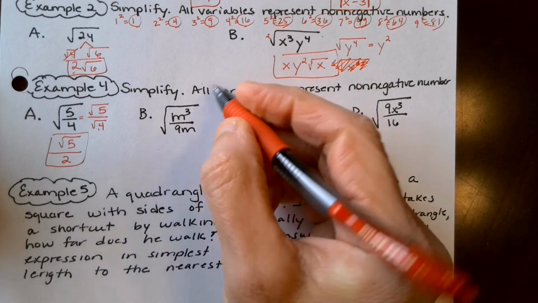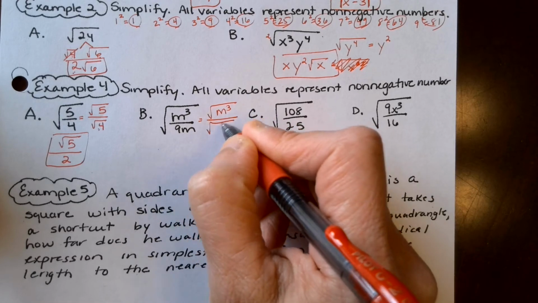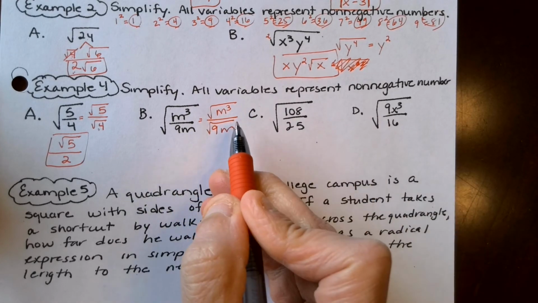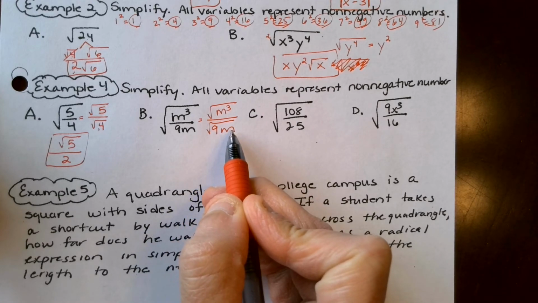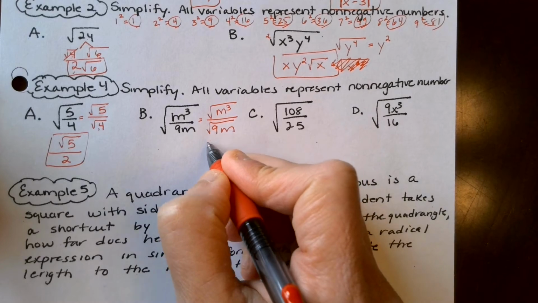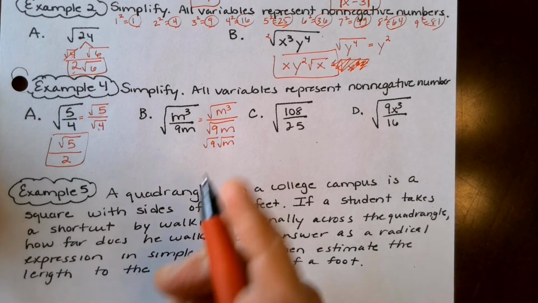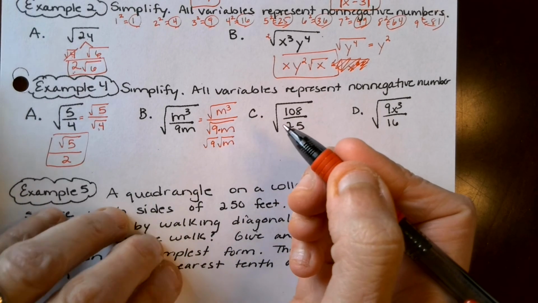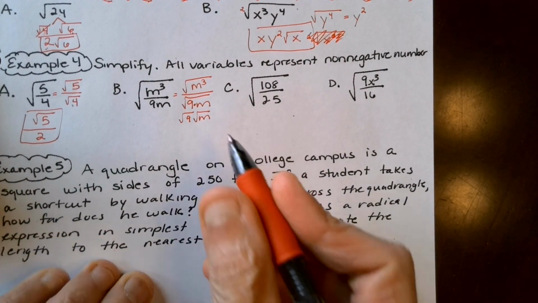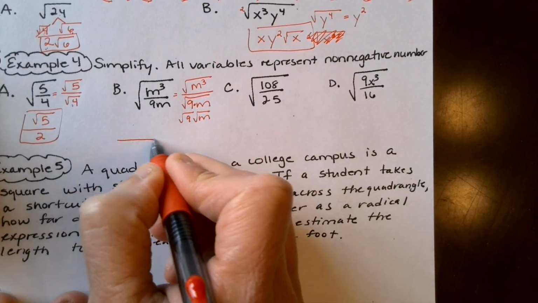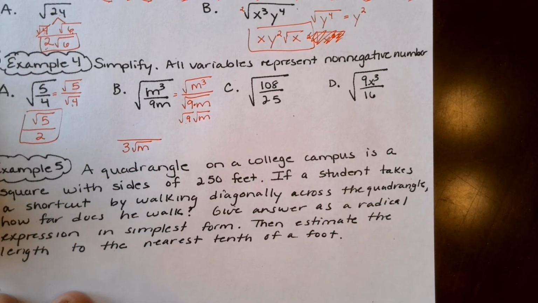So let's break this down. Square root of m to the third over square root of 9m. Now when you have these two things multiplied in here, we can also break those down. Okay, so this down here is the same as square root of 9 and square root of m. Same thing, because it's multiplied. Okay, you can't do that when you're adding, only when it's multiplied. So in the bottom, square root of 9 is 3, and square root of m I can't do anything with.